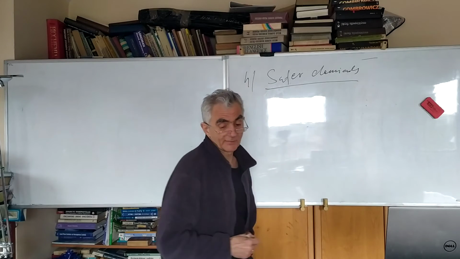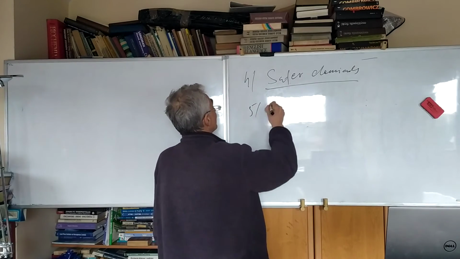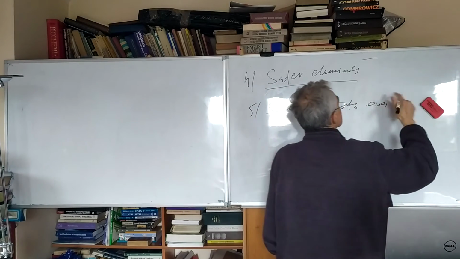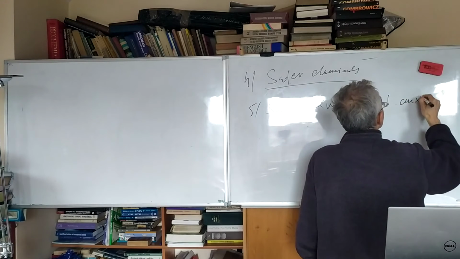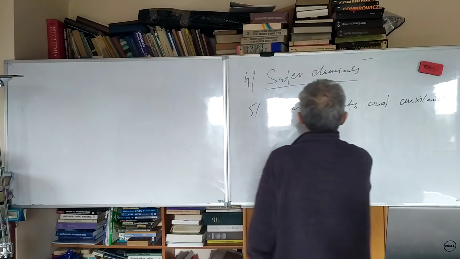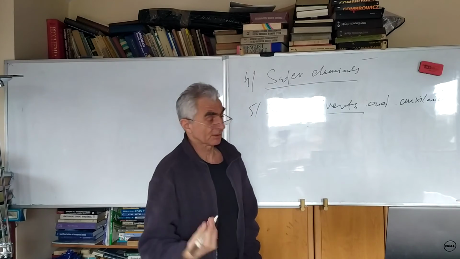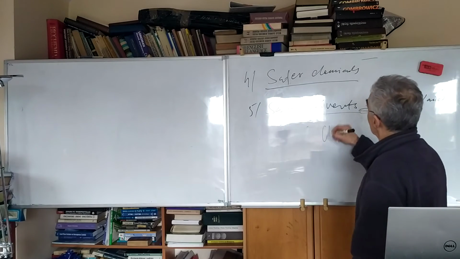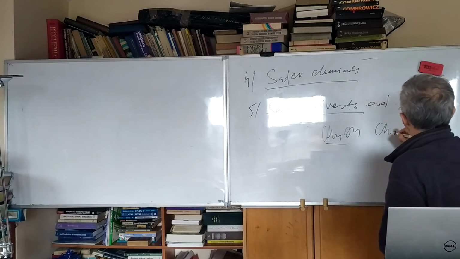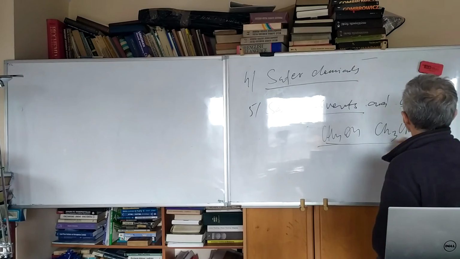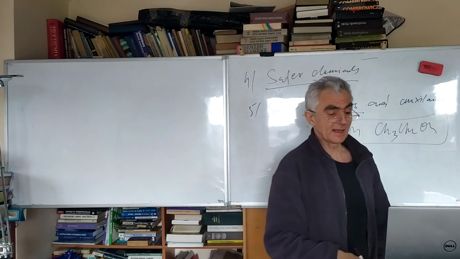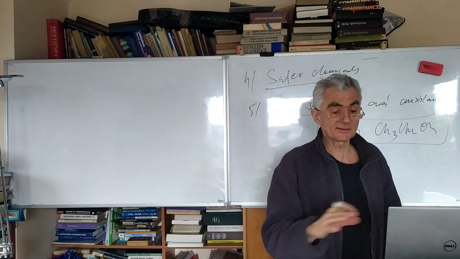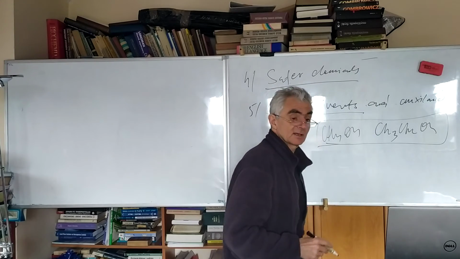Then number 5, safer solvents and auxiliaries. Auxiliary. So we know what a solvent is. A solvent is, let's say, water or methanol or ethanol. And what is an auxiliary? Can anybody say what an auxiliary is? What is the difference between the solvent and the auxiliary?